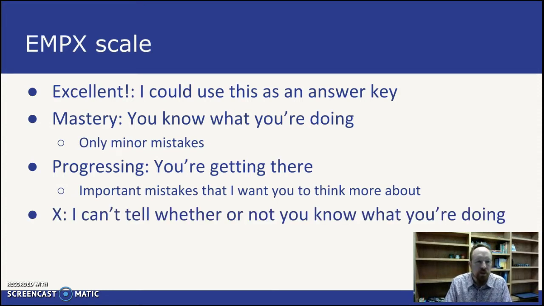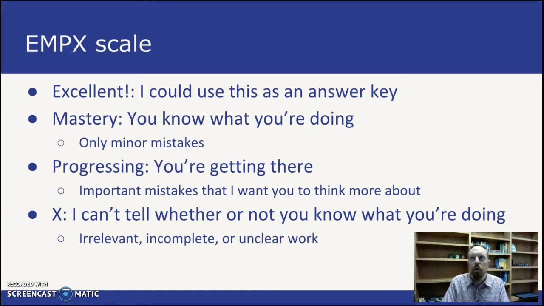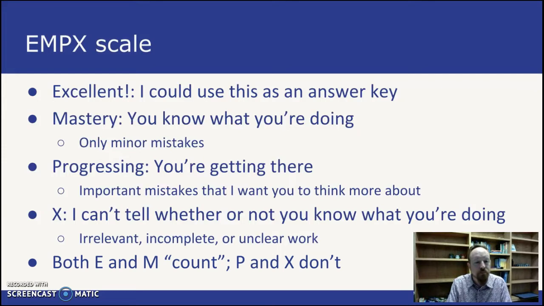And then finally, there's a level called X, which is the "I don't have enough evidence" mark. I can't tell whether or not you know what you're doing. So maybe your work is incomplete. Maybe you only did half of a problem. Maybe it's really unclear what it is that you're saying for one reason or another. Maybe your work is irrelevant. Maybe you were accidentally answering the wrong problem or something. So these are things that mean that I can't quite tell yet, and I'd like to see more evidence before I make a final decision.